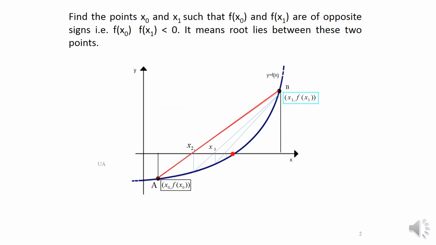Now we see the graphical representation of the method. We take a curve y = f(x) and we take 2 points on the curve, A and B, and see that the function changes its sign from negative to positive. Coordinates of A are (x0, f(x0)), coordinates of B are (x1, f(x1)). Now what we do, we join these 2 points A and B with the help of a chord, and we see this chord cuts the x-axis at x2.